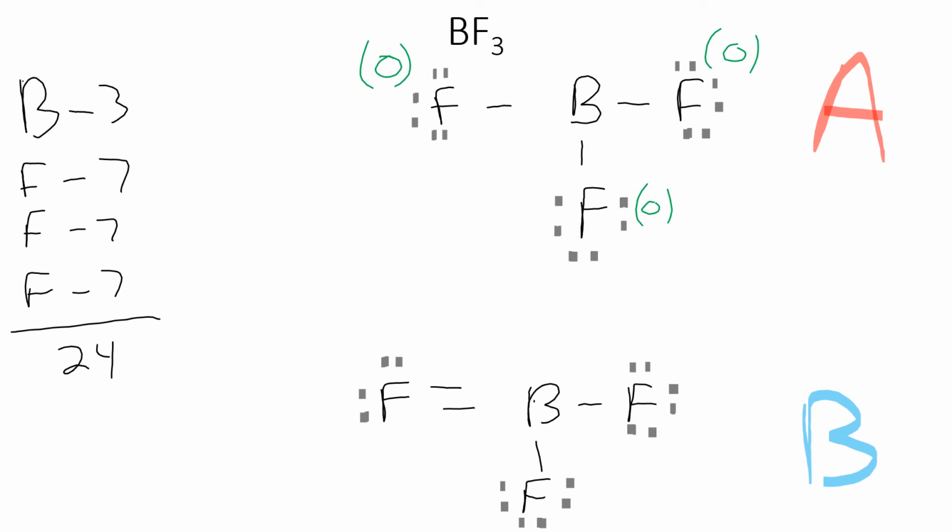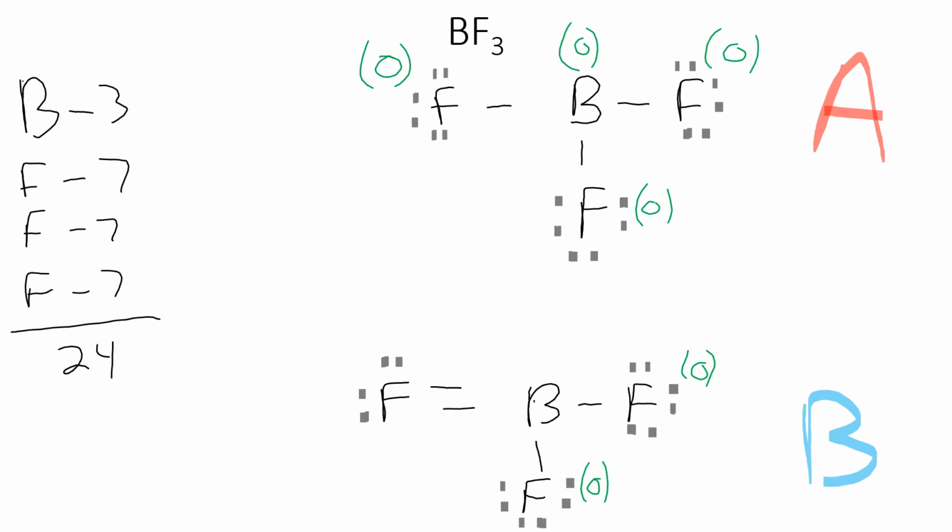Then for the boron. The boron has no lone pairs, but it gets 1 formal electron from each bond. So the boron would have 3 formal electrons in molecule A, which matches the 3 valence electrons that boron has. So you'd have a formal charge of 0 on the boron. Now if you do that same procedure with the bottom structure, the fluorine on the right and the fluorine on the bottom would still have formal charges of 0.